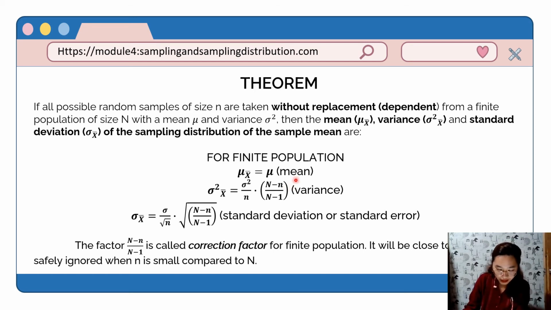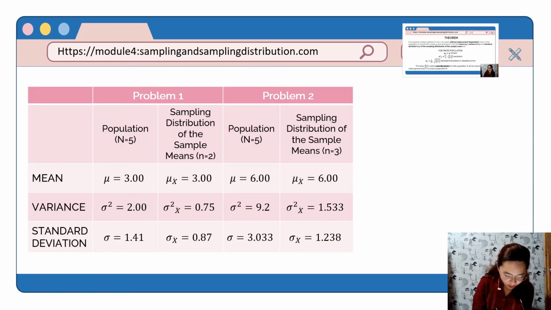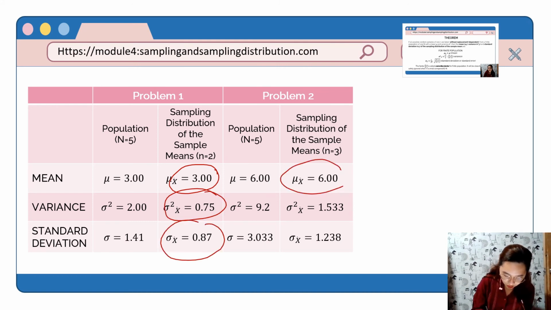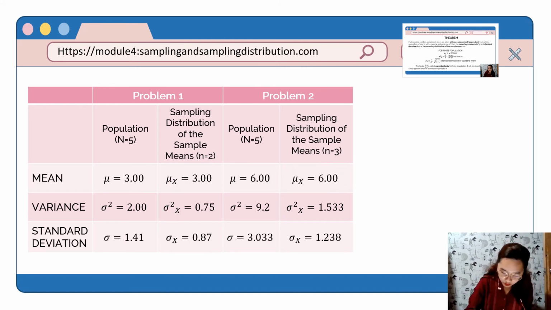Kasi it will be close to 1 and can be safely ignored when our sample size is small compared sa ating population size. Okay? Then, ang ating sample standard deviation naman is ganun din. Population standard deviation divided by the square root of the sample size times the square root of our correction factor. So, yun yung ating standard deviation. So, try natin gamitin itong mga formula na to. Sa finite population muna tayo, yung problem 1 and 2 natin, para makita natin kung makukompute natin yung same value. So, try natin i-compute to. Problem 1 muna tayo.